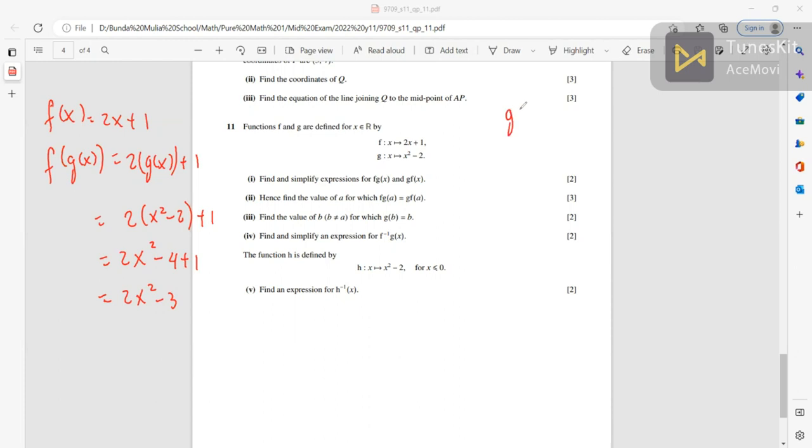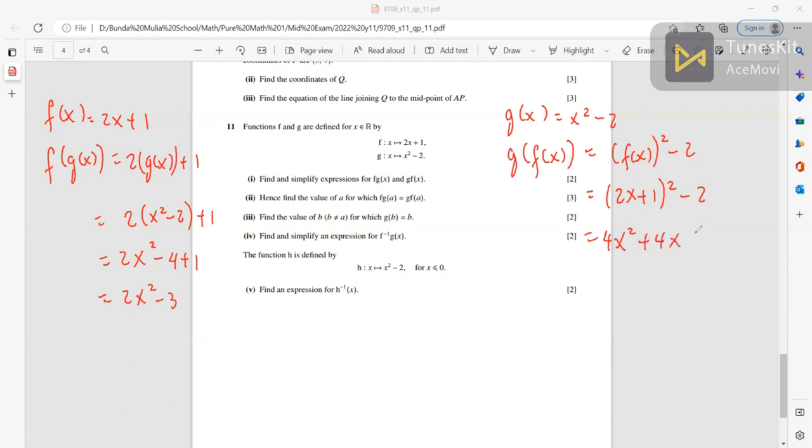For gf(x), from g(x) equals x squared minus 2, we change the x to become f(x): g(f(x)) is f(x) squared minus 2. So f(x) is (2x plus 1) squared minus 2. So we expand it: 4x squared plus 4x plus 1 minus 2. So it is 4x squared plus 4x minus 1. That is for the first one, fg(x) and gf(x).